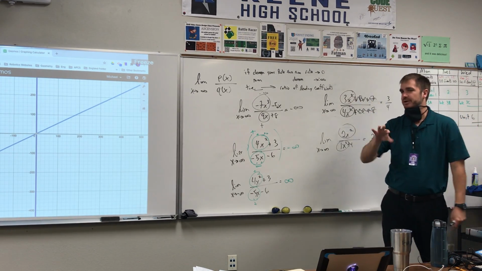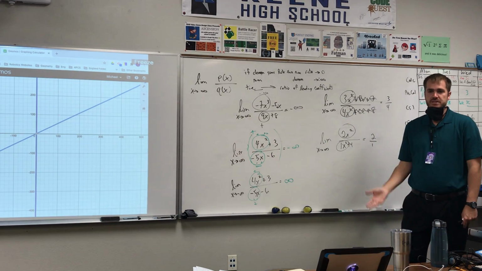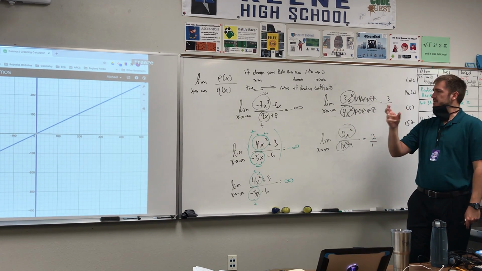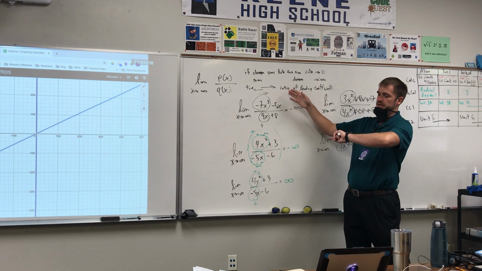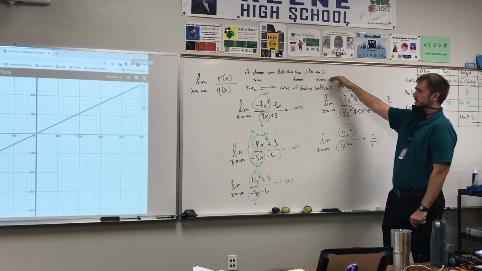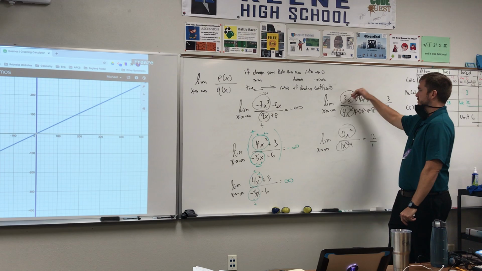You're not going to have a positive or a negative 0. The only time that you're really worried about that plus or minus analysis is when you've got the numerator winning, because you've got a plus or minus infinity. And if it's a tie, it's going to go to the ratio of leading coefficients.